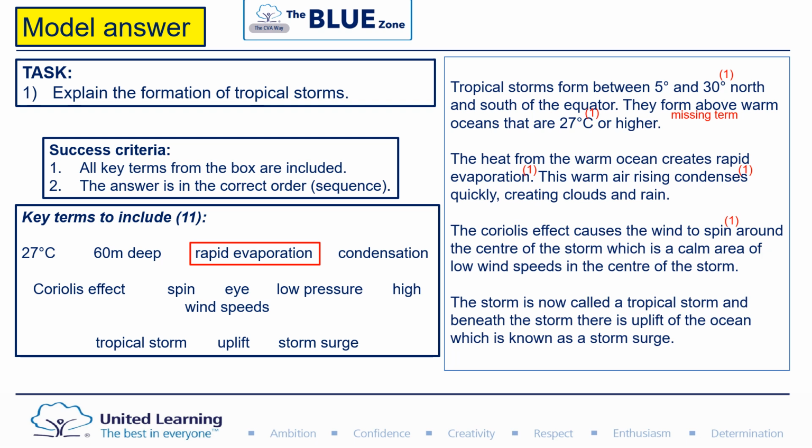The Coriolis effect causes the wind to spin around the centre of the storm, which is a calm area of low wind speeds in the centre of the storm. The storm is now called a tropical storm, and beneath the storm there is uplift of the ocean, which is known as storm surge. So you can see I'm missing a few words. Rather than calling it the centre of the storm, I should have called it the eye. I haven't used the words low pressure or tropical storm. Okay.